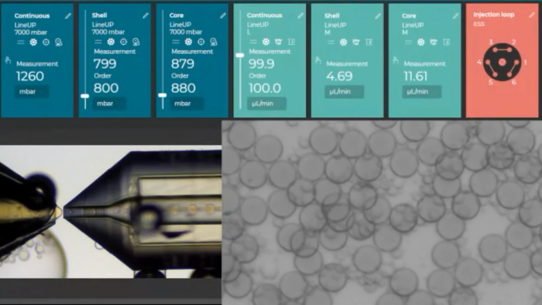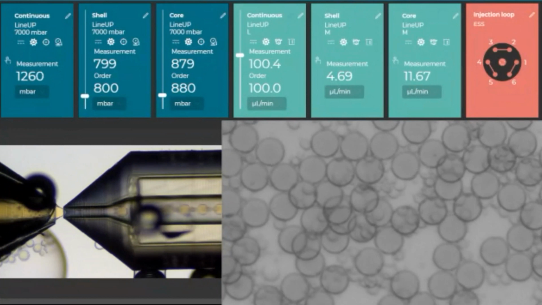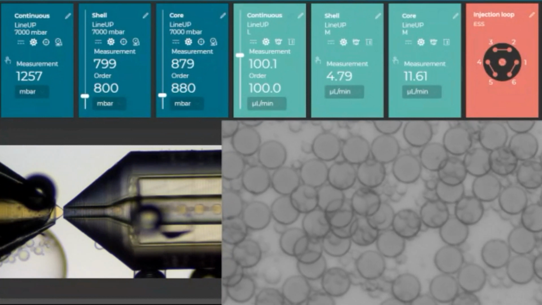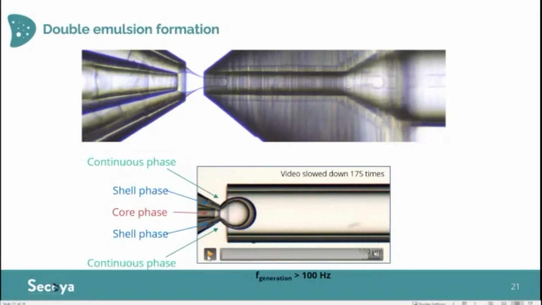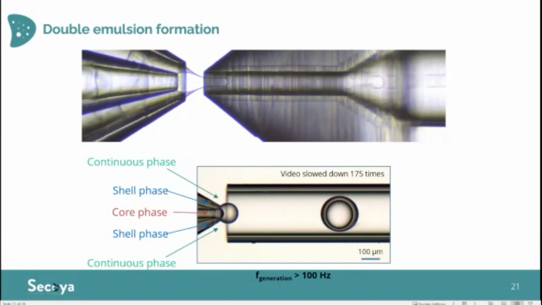And now on the screen on the right, you can see the collection of the double emulsion, and you can see that they are all monodispersed. If you want to see a better view of the formation of the double emulsion, we have two videos. This first one is with the contour nozzle. As you can see, it's really difficult to have a good image because the process is too fast, and the lighting conditions due to the contour nozzle are not really easy. But we can see at the bottom a video that is really slowed down with a large configuration. And it's really easier to understand the formation, the process of creation of a double emulsion.